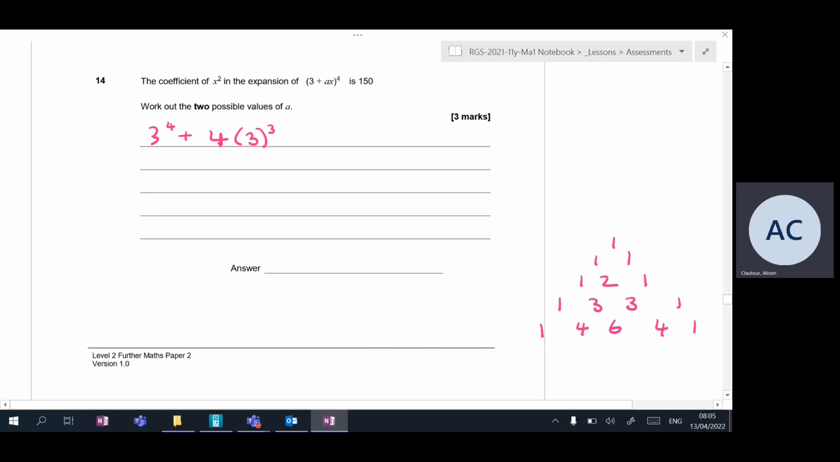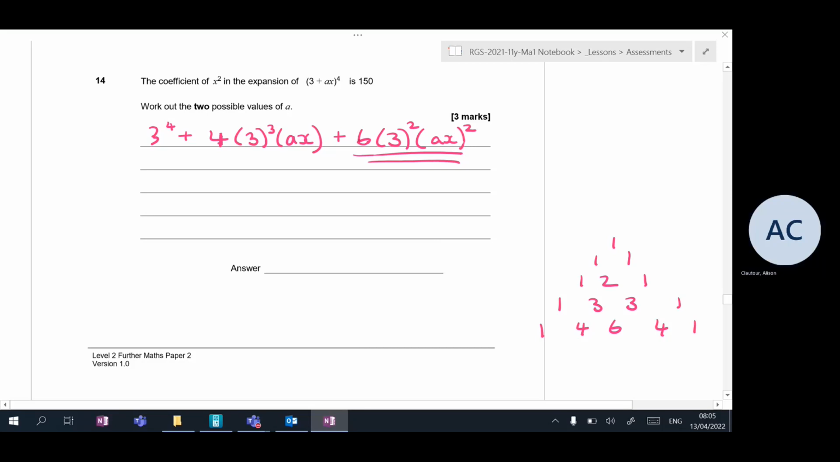So my powers of 3 are going to decrease, and my powers of ax are going to increase. For the next one, I've got 6. Powers of 3 are decreasing, ax is increasing. Okay. And then I'm not actually going to go any further than that because I can see straight away that this is going to give me my coefficient of x squared. So my next one is obviously giving me a coefficient of x cubed and then x to the power of 4. So this is the term that I'm interested in.